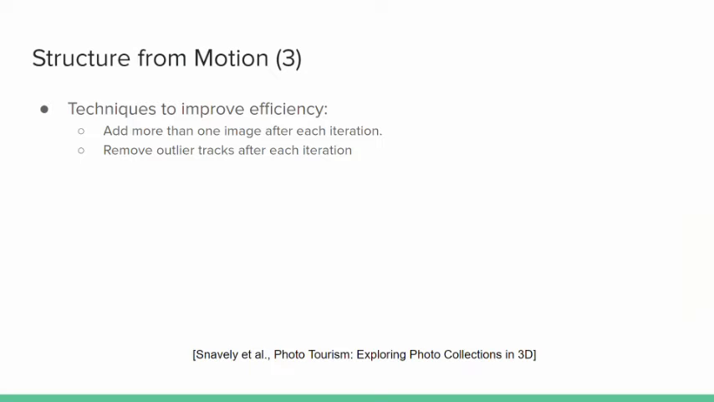solve that. First of all, why should we add just one image after every iteration? We can add more also. Simple thing. And sometimes some tracks might not be having the same weights as others. So we can remove these outliers after every iteration. So this was the SFM algorithm. We'll now see how to optimize this algorithm.